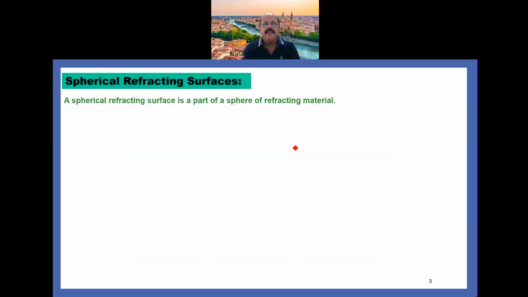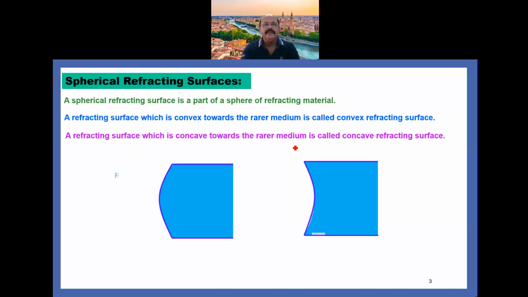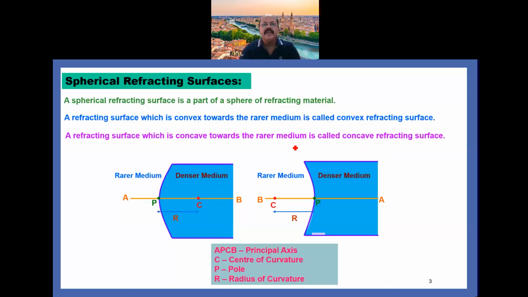The first one is spherical refracting surface. A spherical refracting surface can be defined as a part of a sphere of refracting material. A refracting surface which is convex towards the rarer medium is called the convex refracting surface, and a refracting surface which is concave towards the rarer medium is called concave refracting surface, and both the surfaces are shown here.